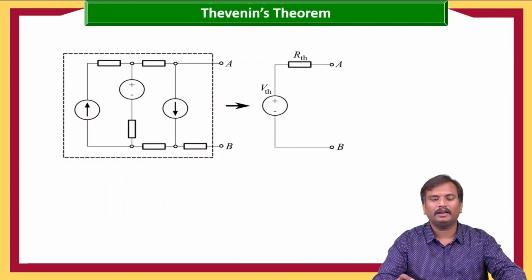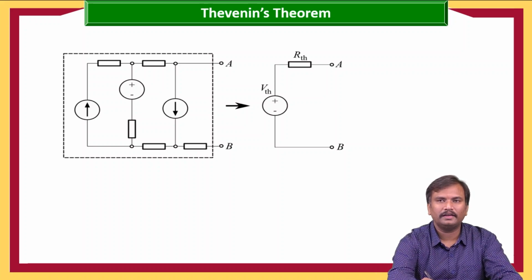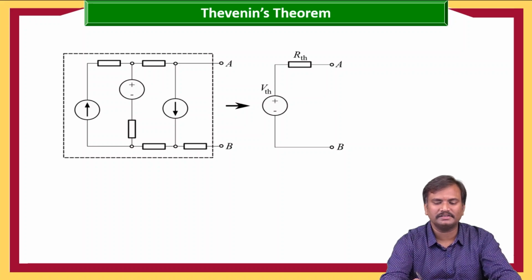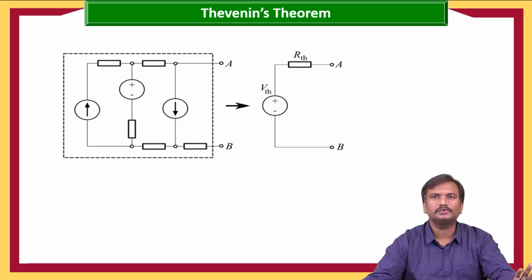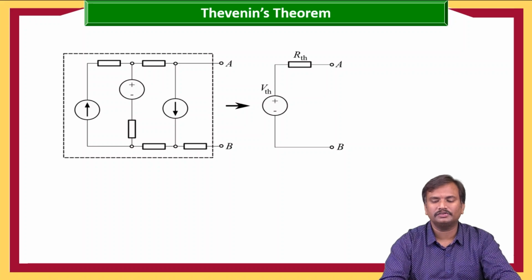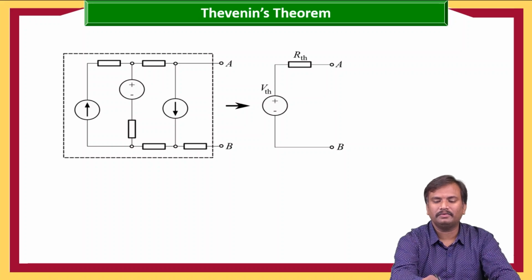Here, this is the way we can have the equivalent circuit of Thevenin's theorem, which is having 5 resistors and 3 sources, 2 current sources and 1 voltage source, that can be replaced with a single voltage source in series with the resistance, so that we can simplify the circuit between the two terminals, so that it is easy to calculate.